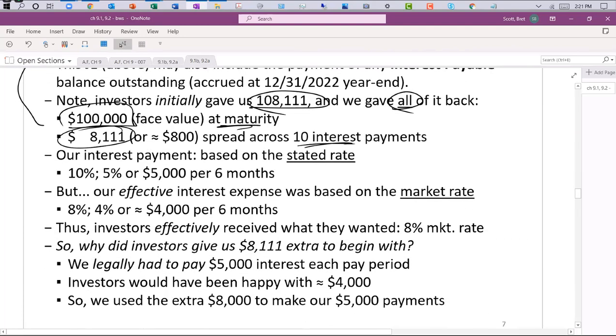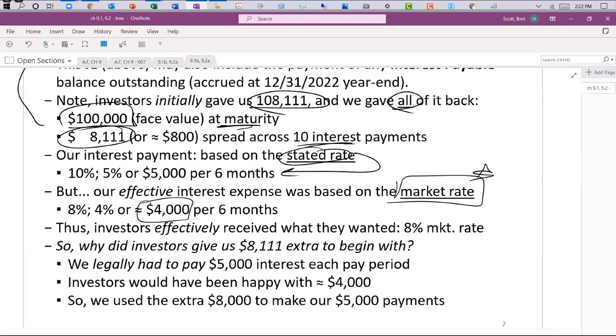Bottom line is the stated rate legally determines how much we have to pay every single payment period. There's no way around that. But our true cost of borrowing is what we actually pulled out of our own cash account to make those payments, which is roughly about $4,000, $4,200. The market rate is what's determining the true cost. And on the investor side, their true interest revenue is based on the 4%, based on the market.